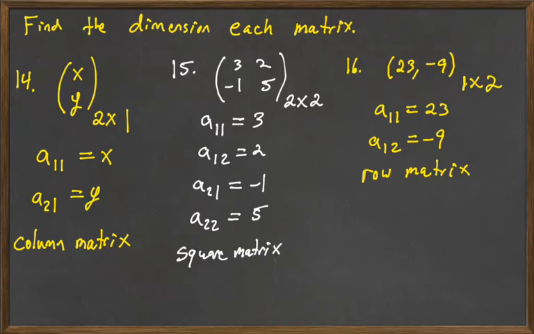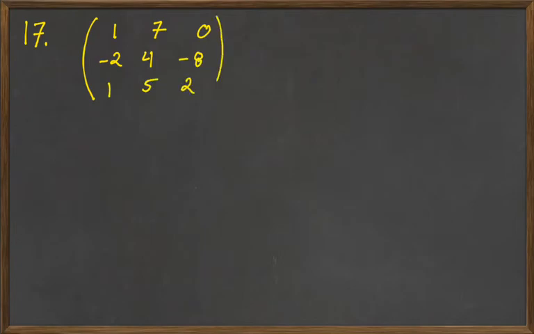Okay, let's do one more. We'll identify the dimension and then also list all the entries in the matrix. So this one's going to be a little bit larger: 1, 7, 0, -2, 4, -8, 1, 5, and 2. So this has 3 rows and 3 columns, so it's referred to as a 3 by 3 matrix. It is also a square matrix because the rows and the columns are exactly the same.